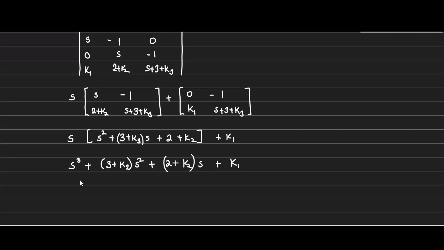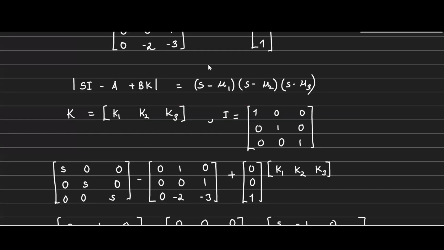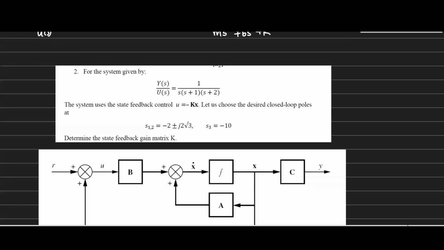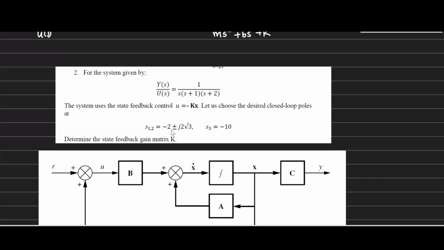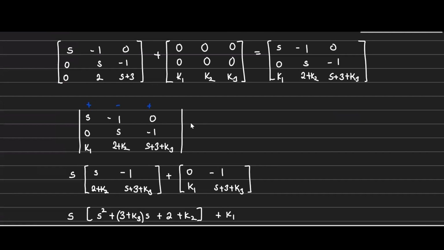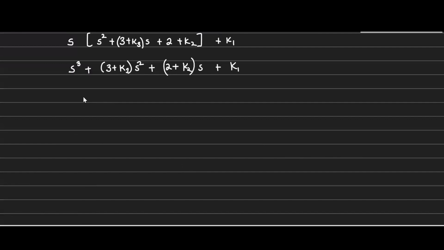Now for the next equation, the equation to the right, we have to replace the poles that have been given to us. So the desired poles are given here. Let us list them. S1 or mu1, those are the poles. S1 is simply equal to -2 plus J 2 root 3. And then my S2 will be equal to -2 minus J 2 square root of 3. And then S3 is just equal to -10.